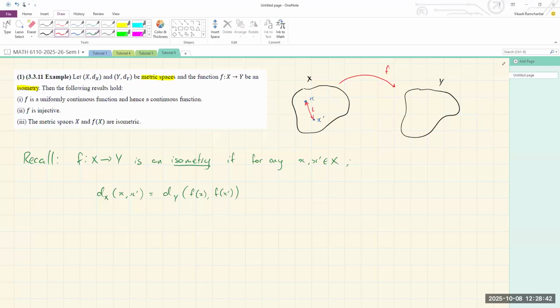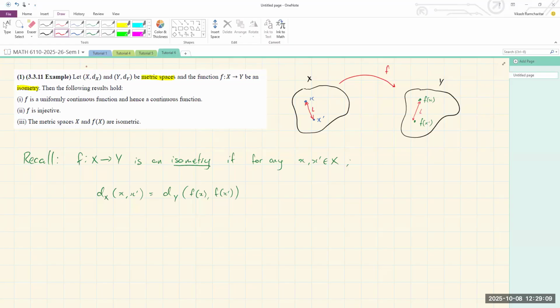Then the image of them, so if we apply f to x, we get this point here. This is f of x. And if we apply f to x prime, we get this point here. So it may move the points around. That's okay. But the distance between the images of these two points should also be equal to L. So that's the idea of an isometry.